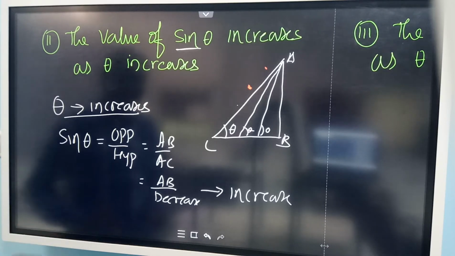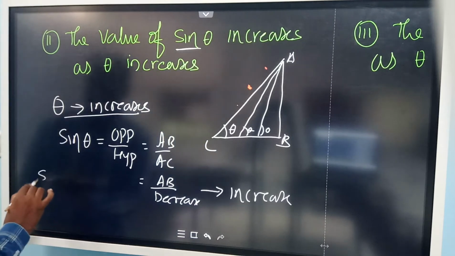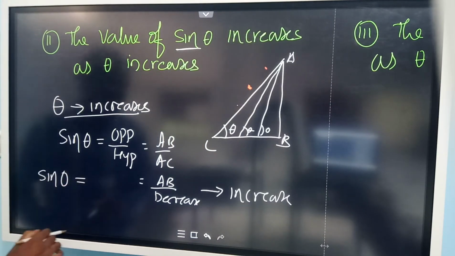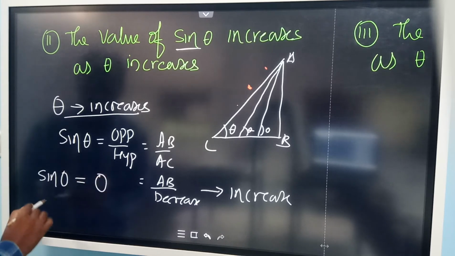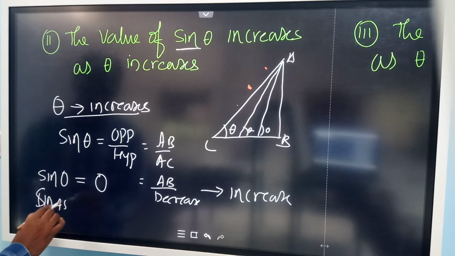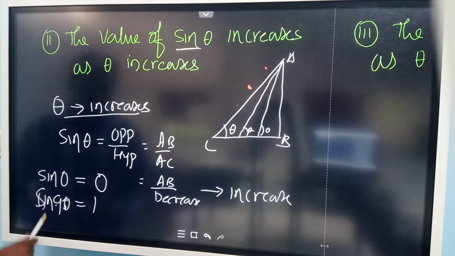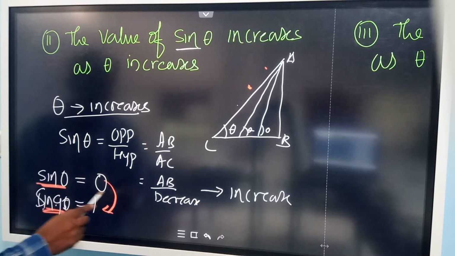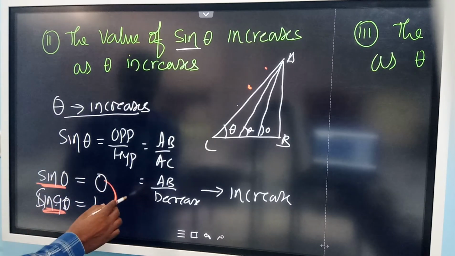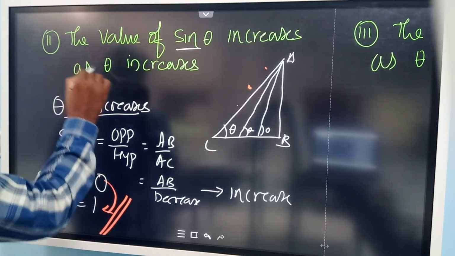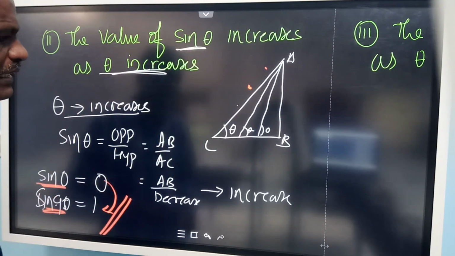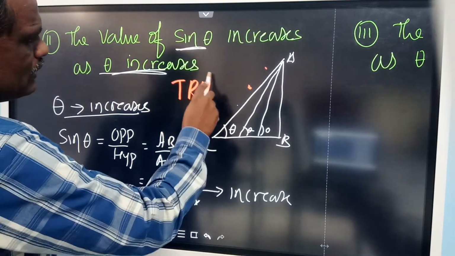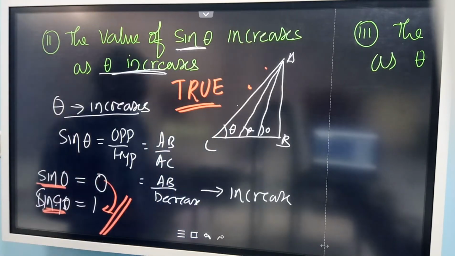Another thing, you can take another example. As you know, sine 0 is 0. So increase this angle: sine 45 degree or sine 90 degree. What is sine 90 degree here? It is 1. So from 0 to 90 degree, it is increasing from 0 to 1. The value is increasing here. In another way also you can interpret: as theta increases, sin theta also increases. Therefore this statement is true.